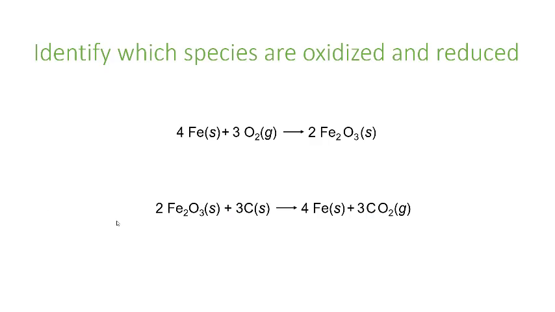So identify which species are oxidized and which species are reduced in the following reactions that we had previously for the formation of rust and the chemical decomposition of rust. So take a moment to go through that on your own.